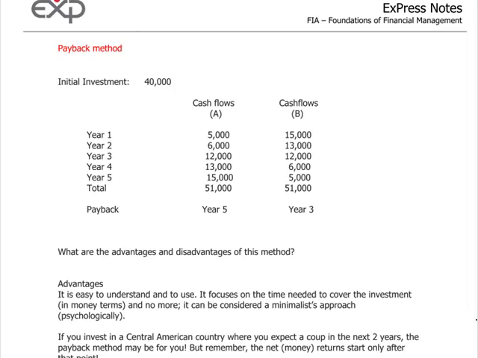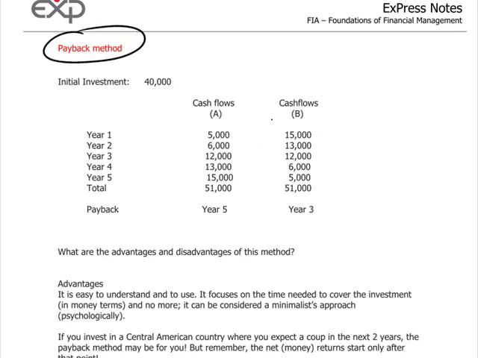Let's continue our discussion of investment appraisal methods. The payback method is a very commonly used and also rather primitive method that the candidate will be very well acquainted with. We don't have much to say about this.